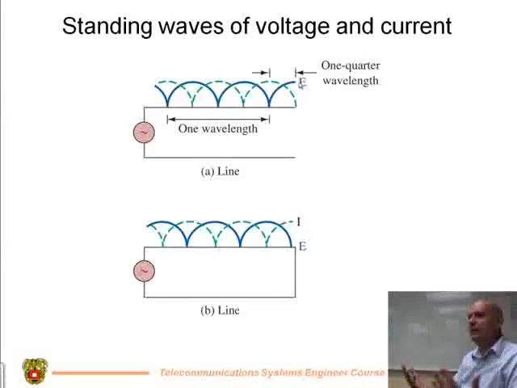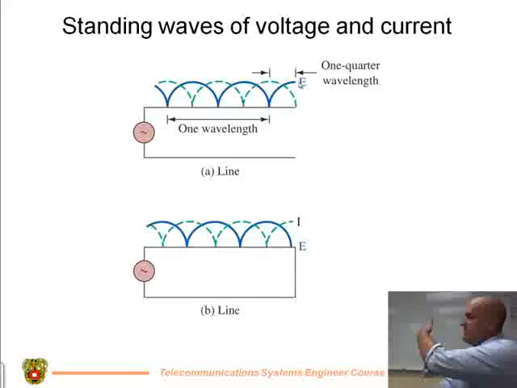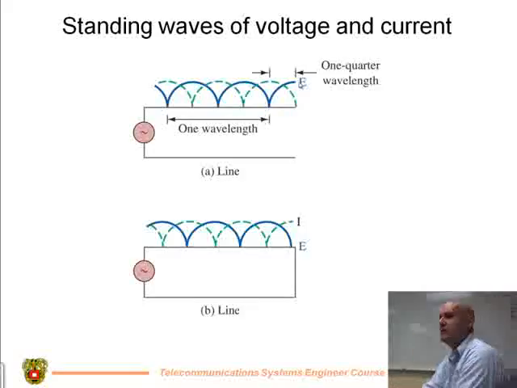Right, there's no current flowing there because there's no place for the current to flow. It's an open circuit. So your voltage has to be maximum because I equals V over R. I is 0, so V has to be max.